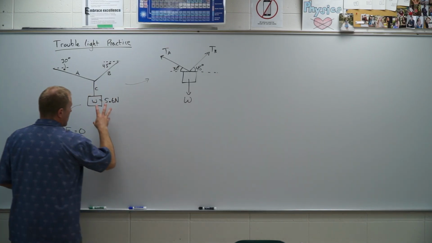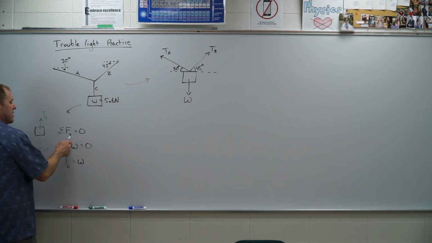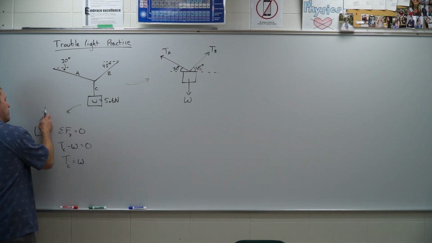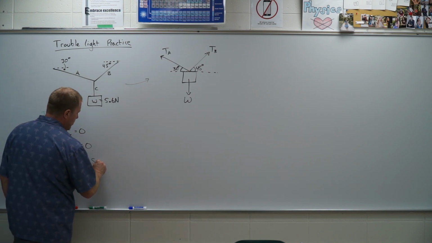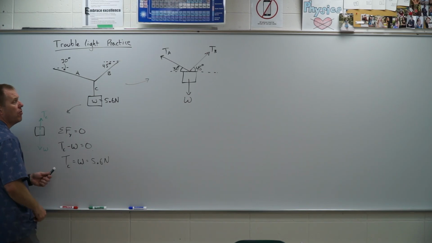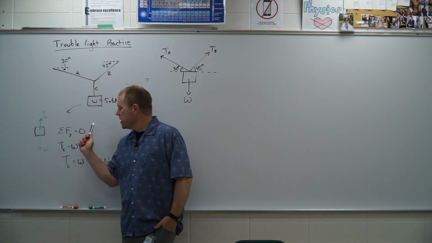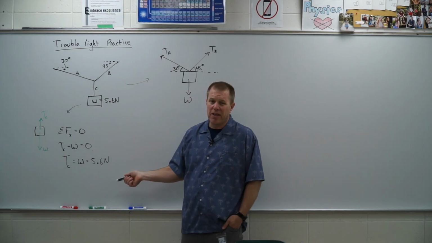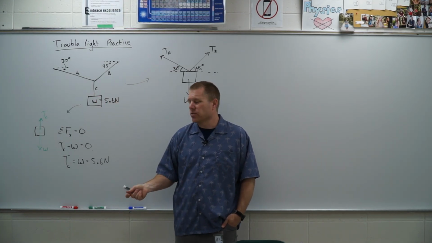I note that that trouble light is not accelerating, and since it's not accelerating, the sum of the forces is 0. Up forces are added, down forces we subtract, and so we find that the tension in the cable is equal to the weight, which is 5.6 newtons. Now we need to solve for tension A and B. This step over here you can typically do just by looking at it. If there's only one string supporting it, it's going to equal its weight.